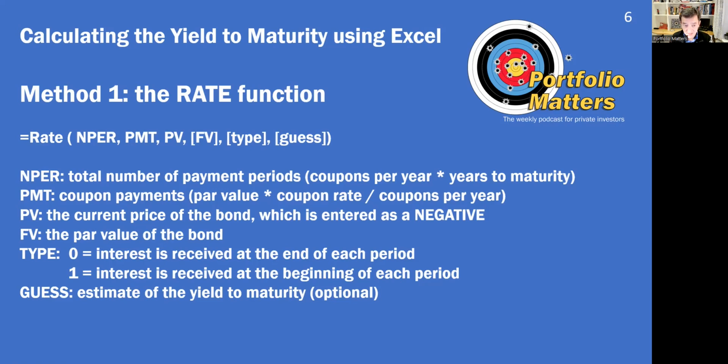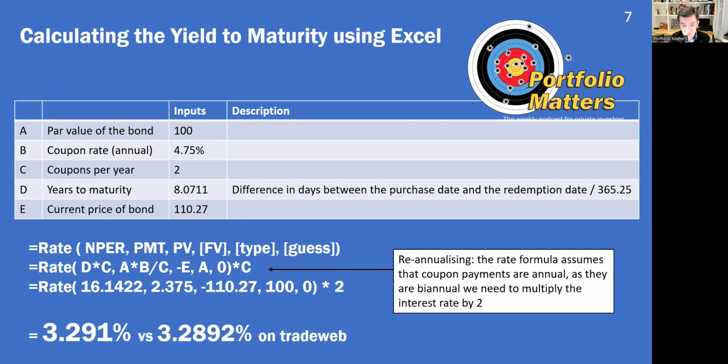Then the third element is the current price of the bond, which is entered as a negative, and that's very important. The fourth element is the par value of the bond, or its redemption value at maturity. And then element 5 is either 0 if interest is received at the end of the period, or 1 if it's received at the beginning of the period. And finally, you can enter a guess for the estimated yield to maturity, but that is optional. Okay, so let's go through that for the 2030 bond.